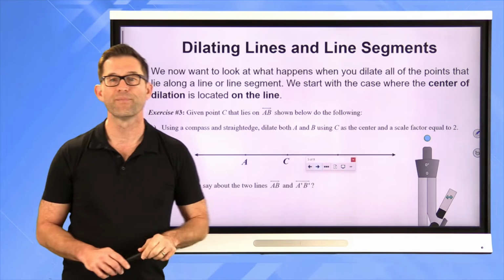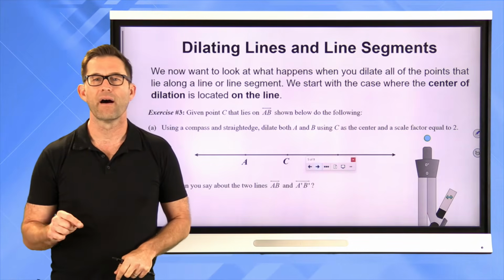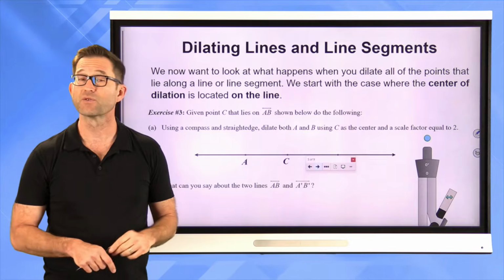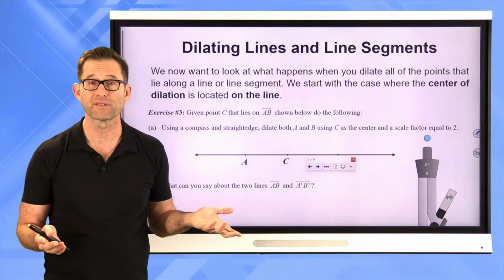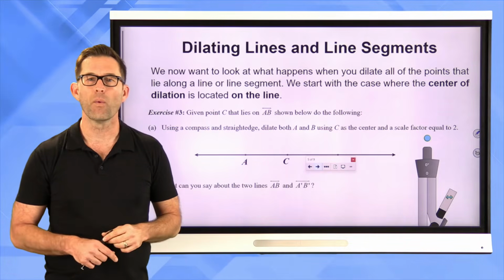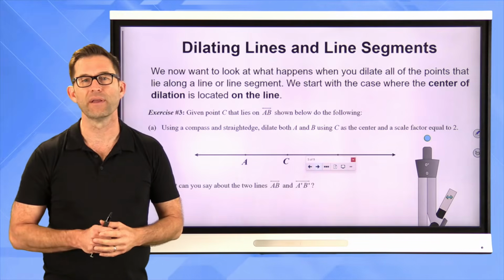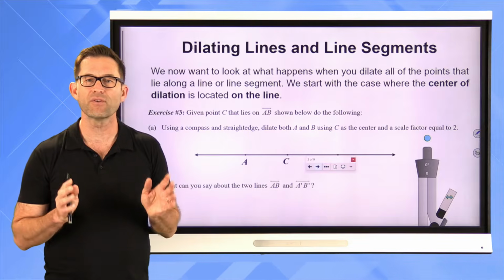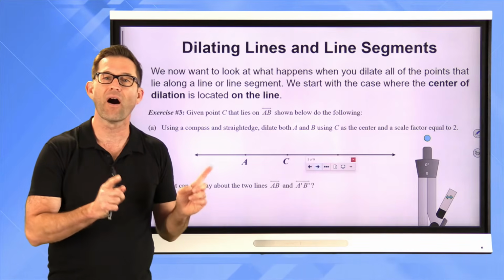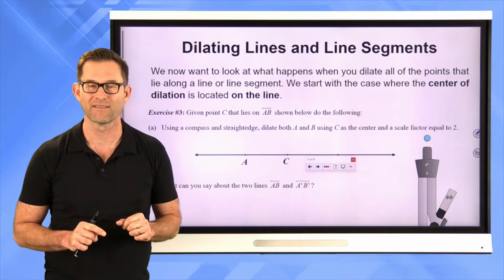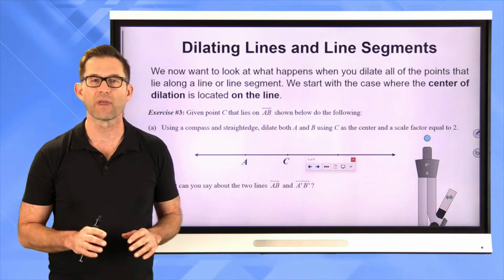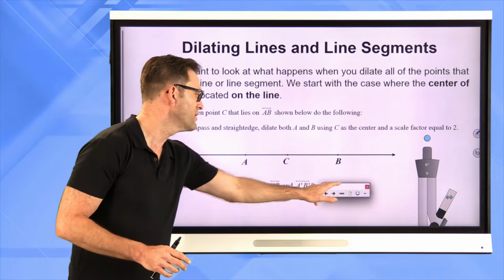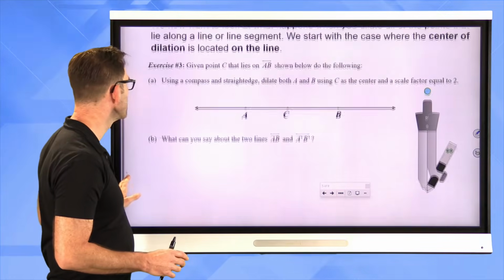So let's keep going. Now, let's talk about dilating lines and line segments, because in that case we were just dilating points. We now want to look at what happens when you dilate all of the points that lie along a line or a line segment. We start with the case where the center of dilation is located on the line that we're trying to dilate. This is kind of a special case, but it's an important one. So let's take a look at that in exercise number 3.